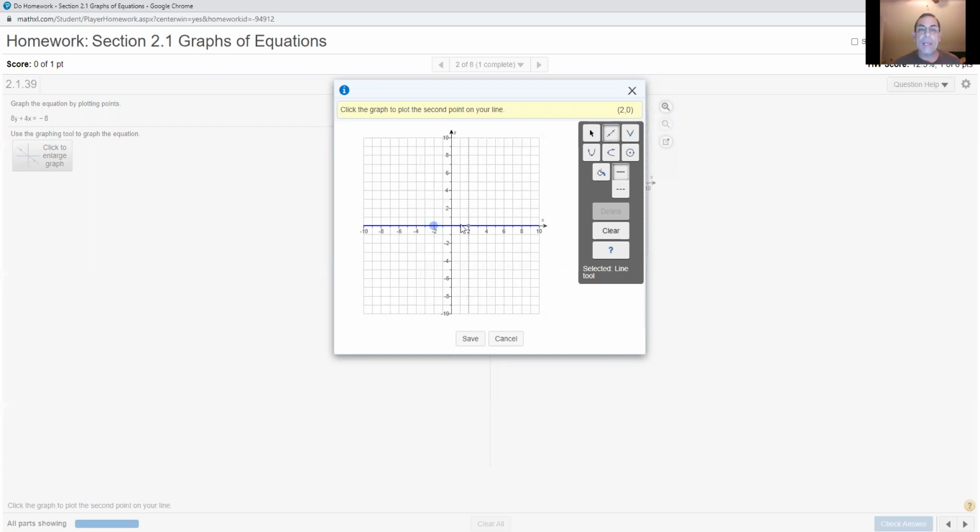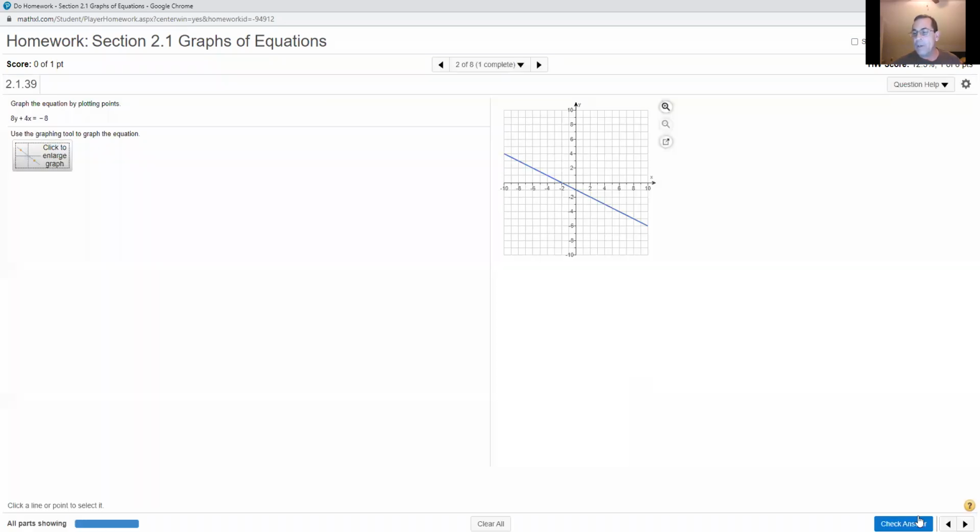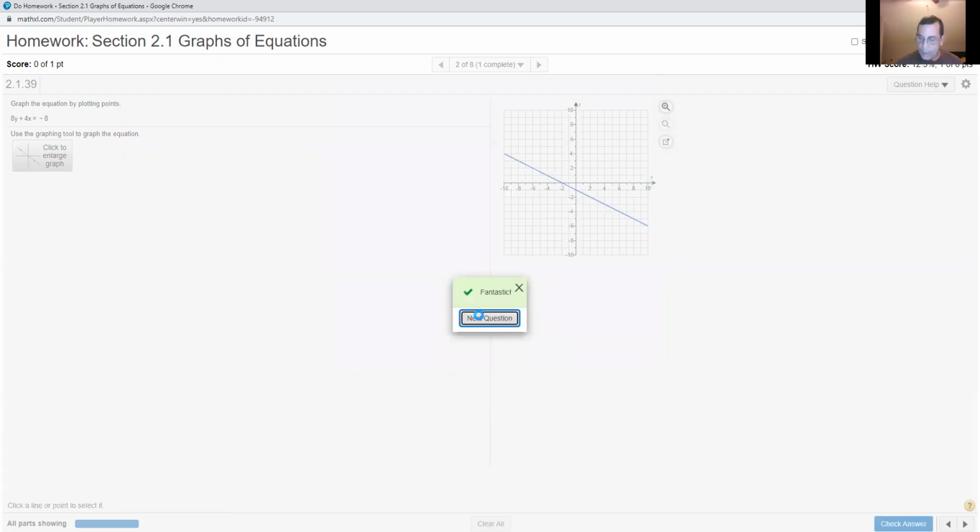And then I had 0, -1. So starting in the middle, go down to -1. Anytime the first number is 0, you're going to be on the y-axis. So y'all, that looks just like the picture we had. So you save it, come over here and check your answer. And then you go to your next question.